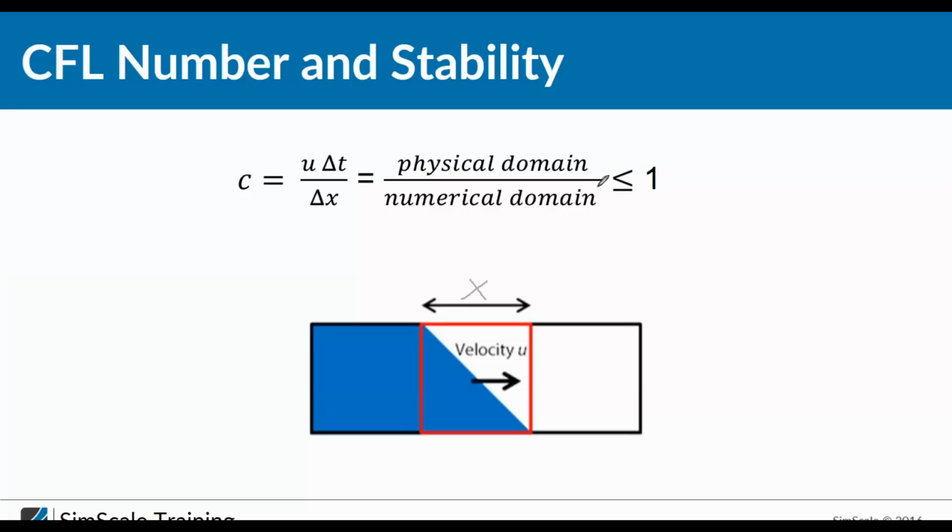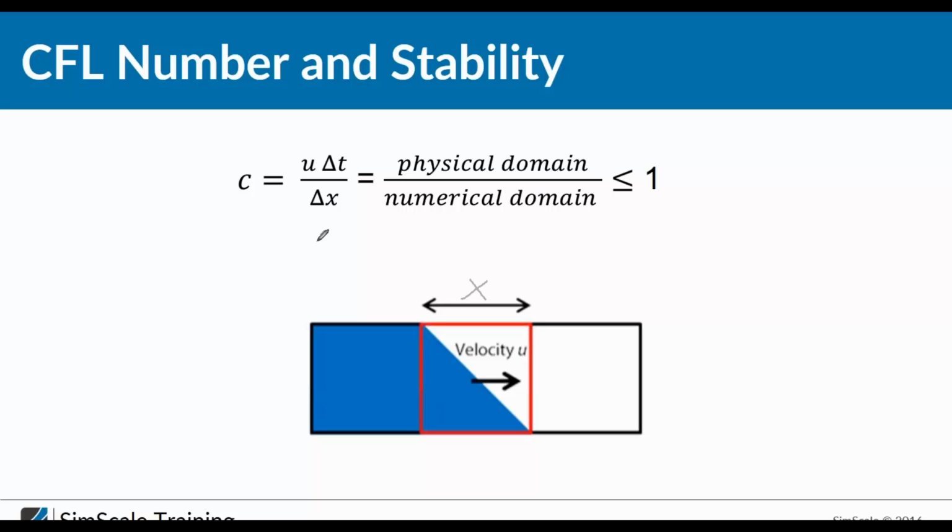And this must be smaller than 1. So what this CFL number basically expresses, what this equation tries to say, is that for multiphase simulation, which is by the way in any case transient, you must make sure that the relation between the physical domain and the numerical domain is smaller than 1.